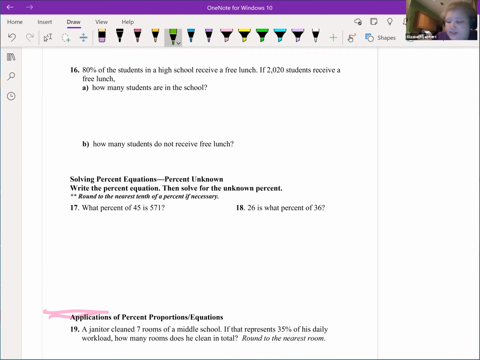I could write this, I'm going to type it as the sentence: 80% of the total number of students is 2020. That's our is of percent 100 now. So I took the knowledge I have and I translated it into an is of sentence.